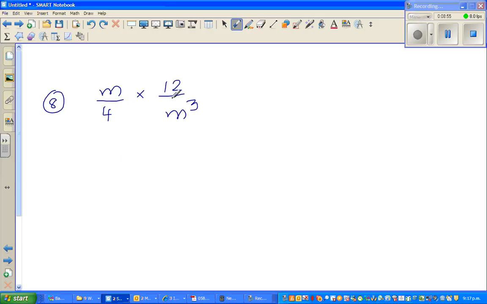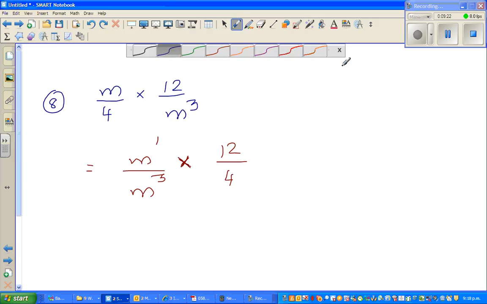So here, I am grouping the letters together. So this is m to the power 1 over m to the power 3 times 12 over 4. Because you're multiplying, you can write this in any order. Doesn't matter, because when you're multiplying two numbers, you can multiply in any order. Now here, you can divide both of them by which number? What goes in 12 and 4? Well, 4 goes in 12 and 4 goes in 4.